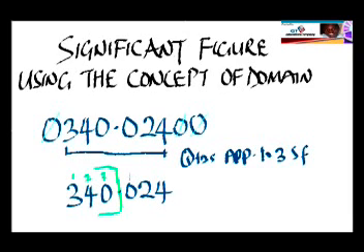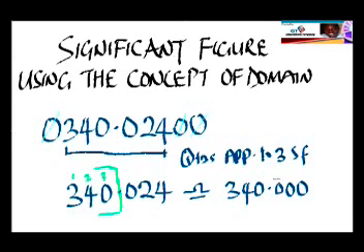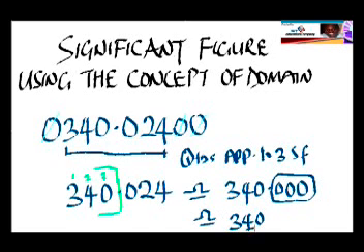And remember, if the number is between 5 and 9, you call it 1 and add to the next value. But if the number is less than that, you can discard it. In this case, it can be discarded because it's not up to 5. So my answer to this question now becomes 340.000. Now once again, every other 0 that comes after a decimal point is not significant. So I have my final answer to be 340. That is what I'm having.